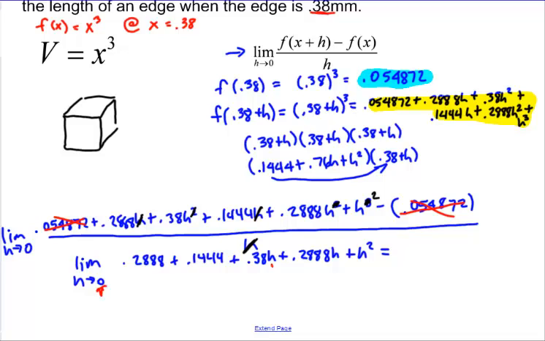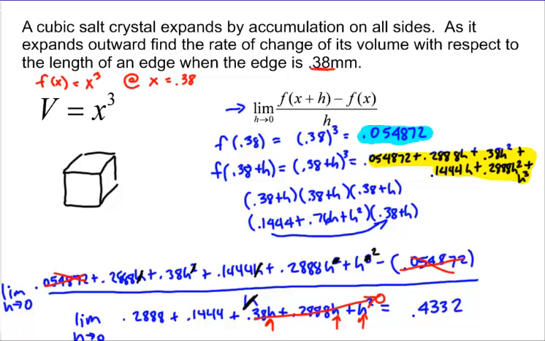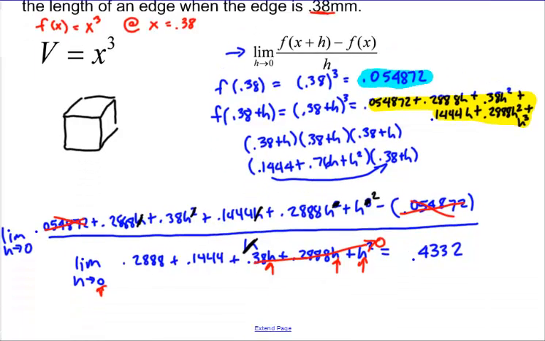So can I put 0 in now and have an equation that's not a problem? And the answer is yes, I can. All of these go to 0. So I'm left with 0.2888 plus 0.1444. And again, if my calculator hasn't deceived me, this would be 0.4332 for your final answer. And what is it? That's the rate of change that the volume is changing with respect to the length. So there's your final answer. How quickly is the volume changing? It's changing by this many millimeters cubed.